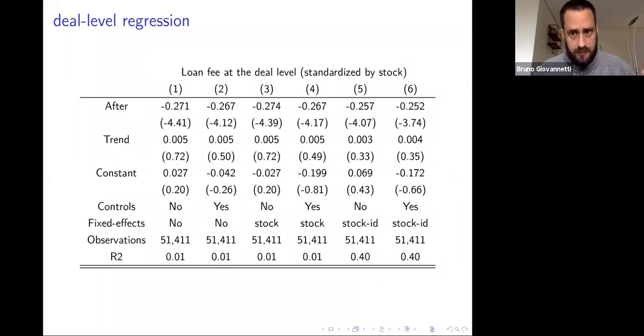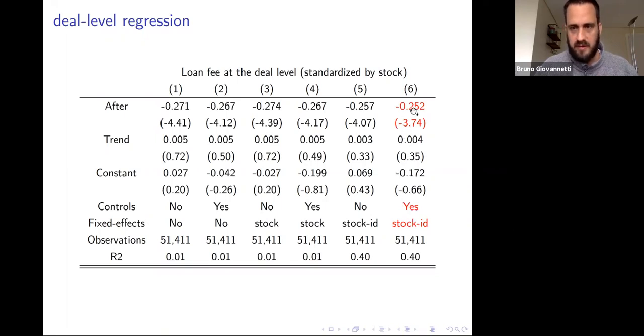So this is the result of the regression. Let's focus here on the last column, which has all controls and has the investor stock fixed effect. So in the period, we had 51,000 loan deals within this 2-month period, okay? And here we find that the average loan fee after the change, so the average loan fee in March, is 0.25 standard deviation below the average loan fee in February. Controlling for a possible trend, controlling for these stock day variables, and with the investor stock fixed effects.